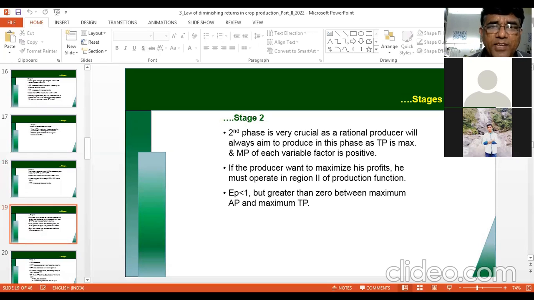Now, the second phase is very crucial as a rational producer will always aim to produce in this phase, as TP is maximum and MP of each variable factor is positive. If the producer wants to maximize profits, he must operate in region 2 of the production function. EP is less than 1, but greater than 0 between maximum AP and maximum TP. It is less than 1, but this was in physical terms, but we need to see it in monetary terms.